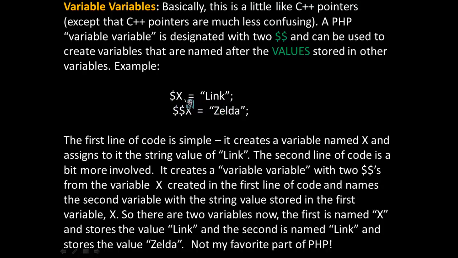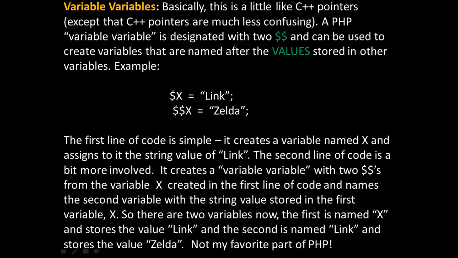The second line of code is a bit more involved. It creates a variable with the two $ signs from the variable x created in the first line of code, and it names the second variable with the string value that has been stored within the first normal variable x. So there are two variables now. The first variable is named x and stores the string value of link. The second variable, that is the variable variable, is named link, and it stores the value Zelda. That value was assigned to it via the assignment operator as a string literal.